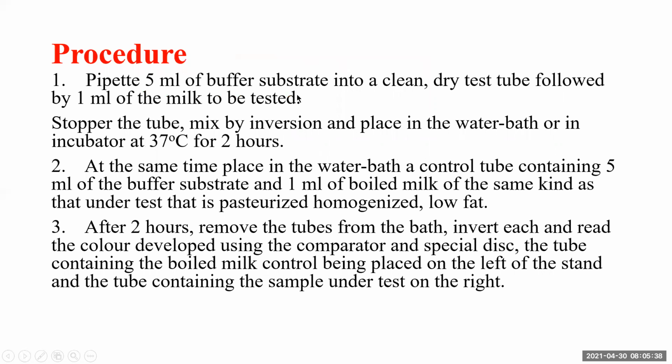So what is the procedure? You have to take 5 ml of phosphatase buffer substrate, that means 5 ml of phosphatase reagent, in a clean and dry test tube, and add 1 ml of milk to it. Stopper the tube and incubate at 37 degrees Celsius for 2 hours, or place it in a water bath having a temperature of 37 plus or minus 1 for 2 hours. At the same time, you can also keep a control tube which contains boiled milk, so that you should be able to differentiate between the mild and actual yellow color that develops when phosphatase enzyme is present in milk.